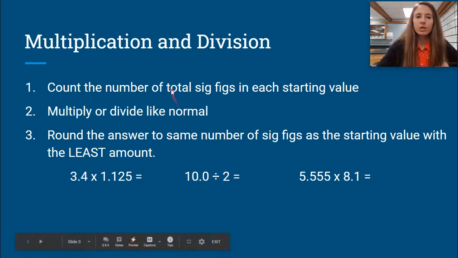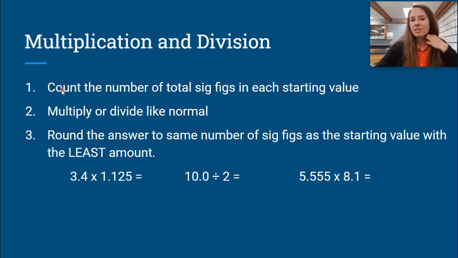So we are going to start multiplication and division somewhat the same as addition and subtraction, but instead we are going to count the total number of sig figs in each of the starting values. We're not just focusing on the decimals anymore. We are going to now focus on total significant figures for multiplication and division. So once you've counted the total number of sig figs, you are going to multiply or divide like normal. And then whatever your answer is, you are going to round it to the same number of sig figs as the starting value with the lesser amount.